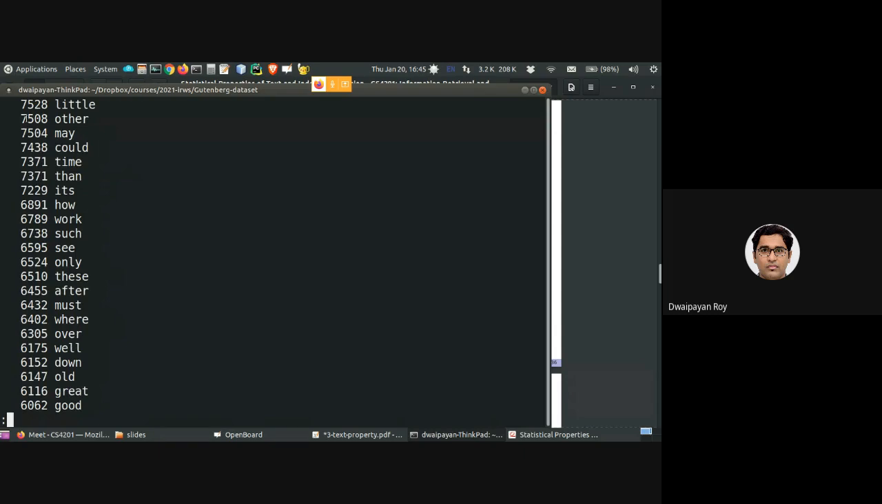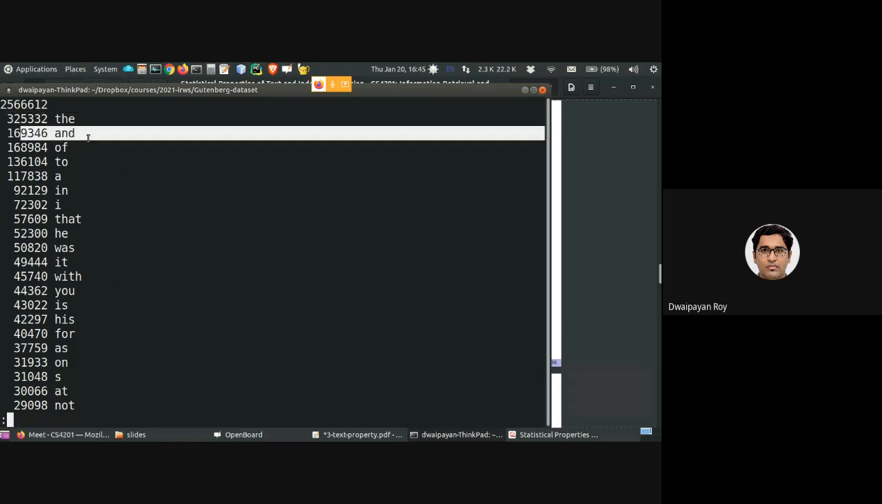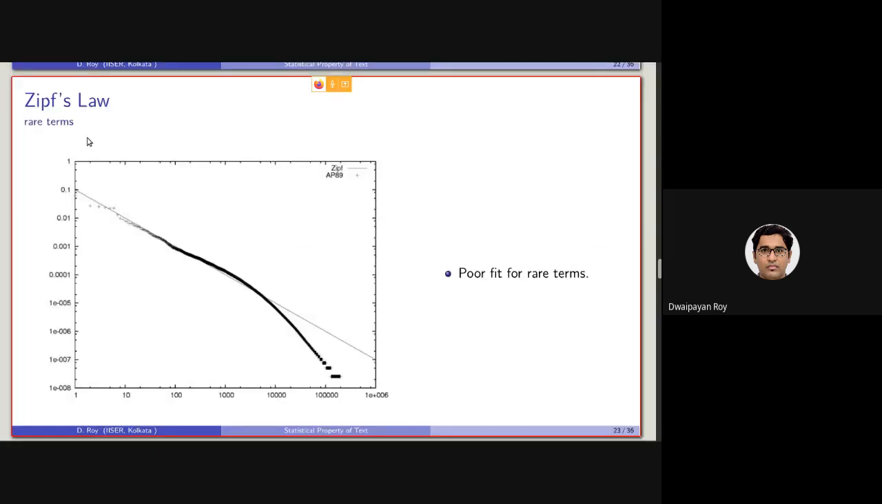The first column is the frequency, and they are ranked. So this is rank one, the space, we can ignore it. In that case, it will be rank one, rank two. And if we perform a plotting with any package such as matplotlib, we'll observe a plot like the one we have observed already. Now, one thing to observe is that for rare terms, it fits pretty badly. There are certain extensions of Zipf's law to address the rare terms as well, but we will not be discussing that in this class.